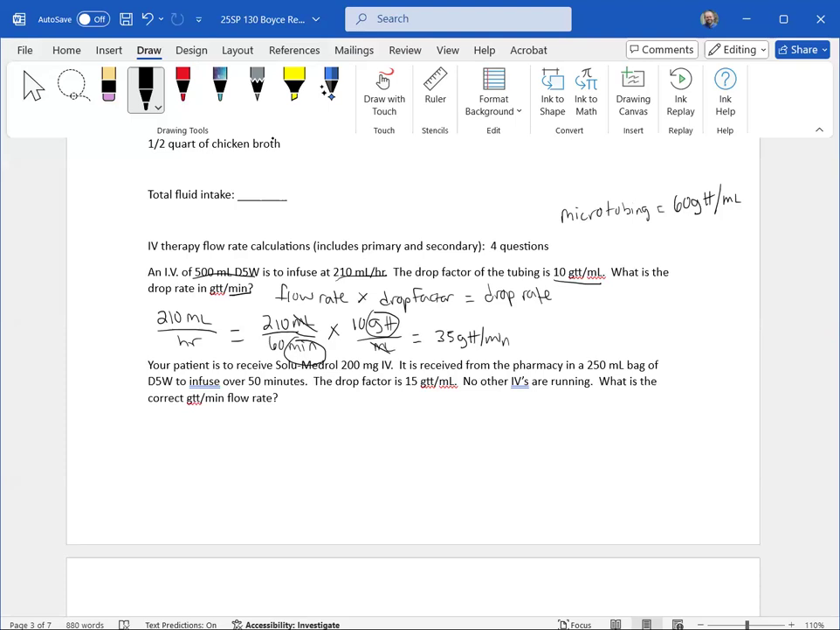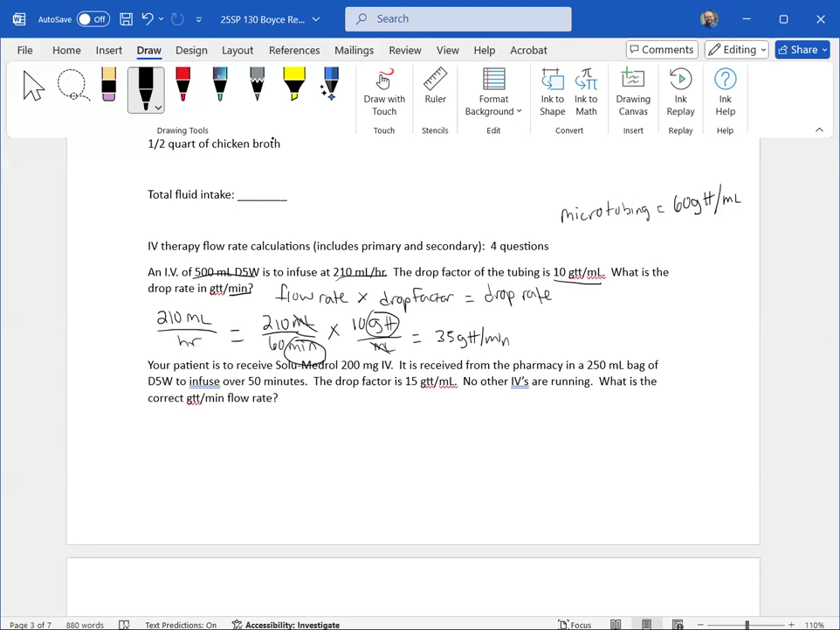Now, one thing you need to know, if you don't know this already, about drop rates and drops: you can't give somebody a partial drop. So you can't give somebody half a drop or an eighth of a drop or 8/10 of a drop. You have to give them a whole drop.